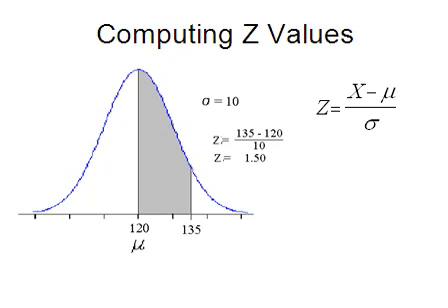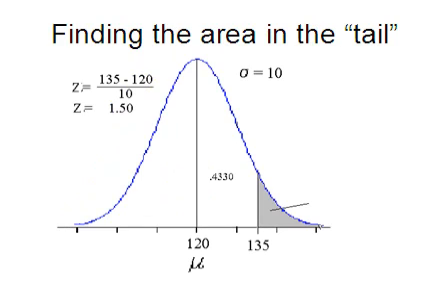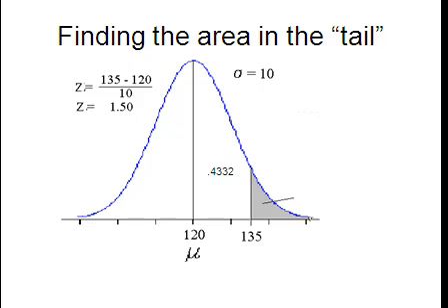1.5 translates to an area of 0.4332. So the probability of selecting a value between 120 and 135 is 0.4332. Now the table in the back of the book gives you the area between the mean and another number, as we just saw. But what if I want to find the probability of getting a value above 135?